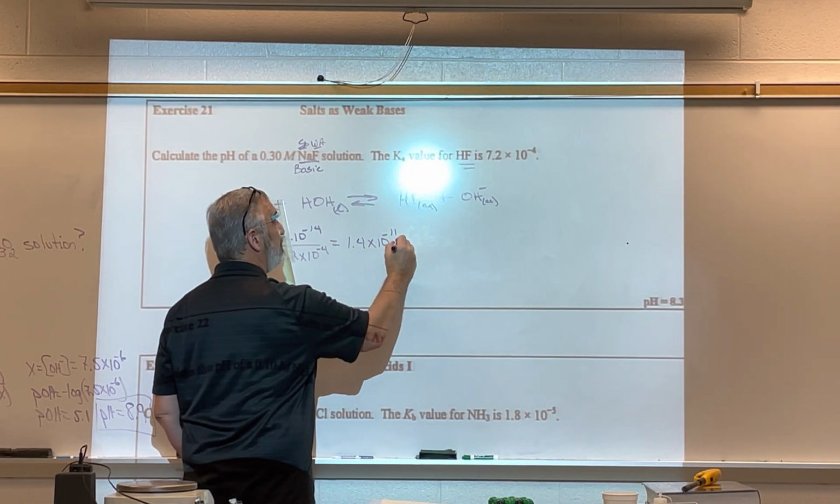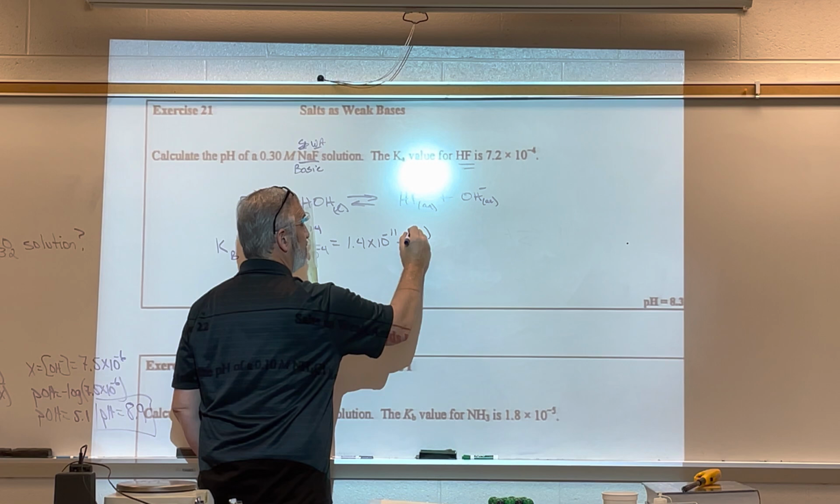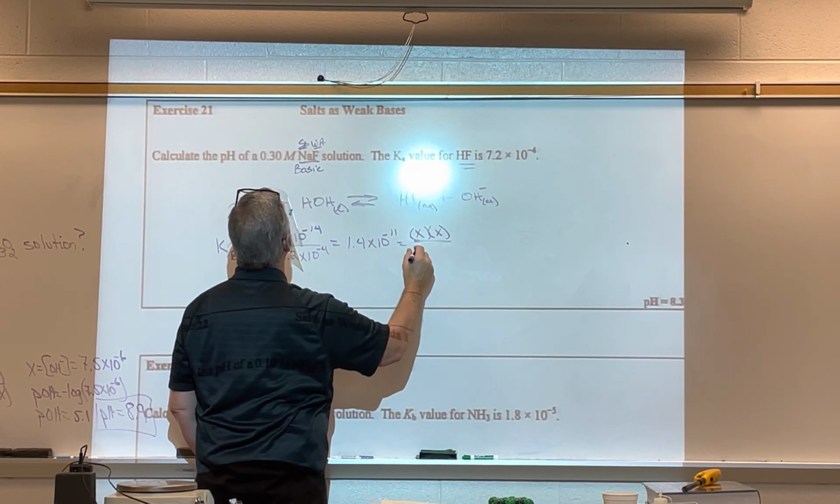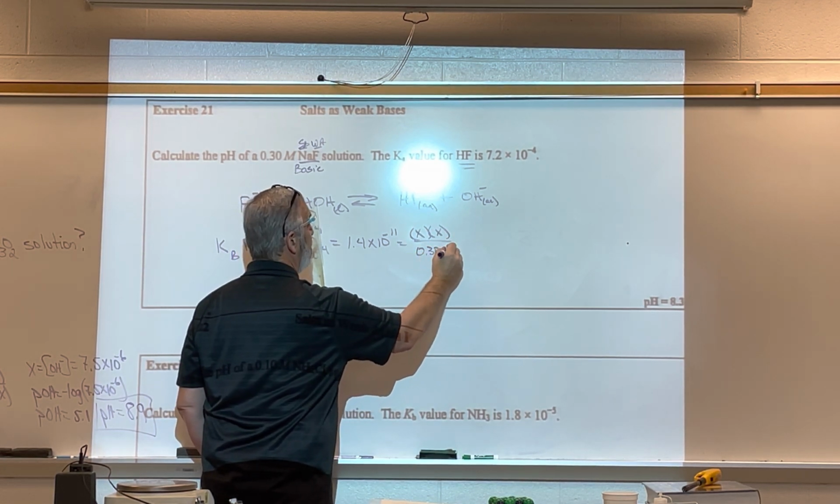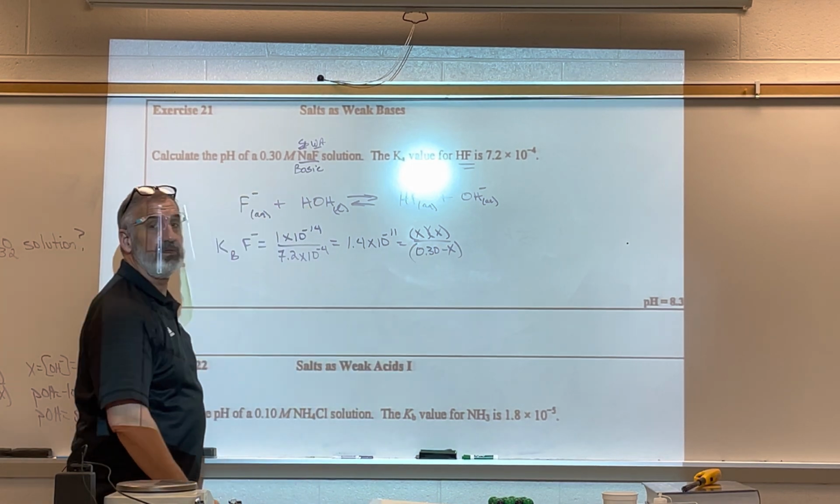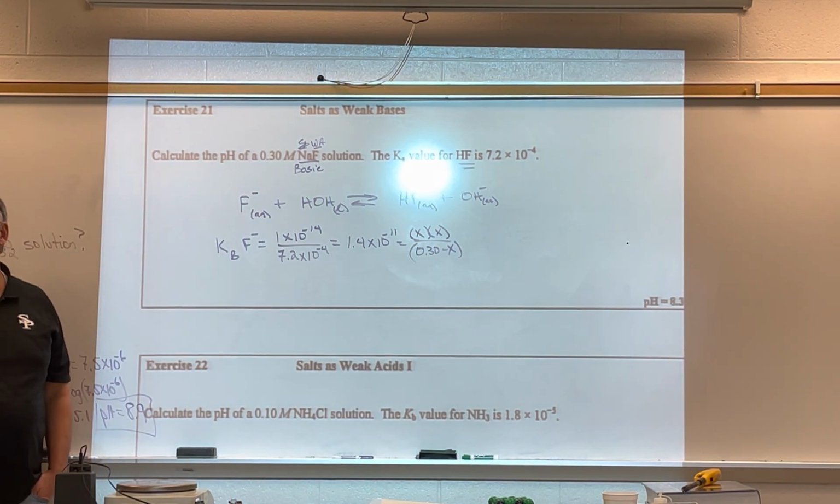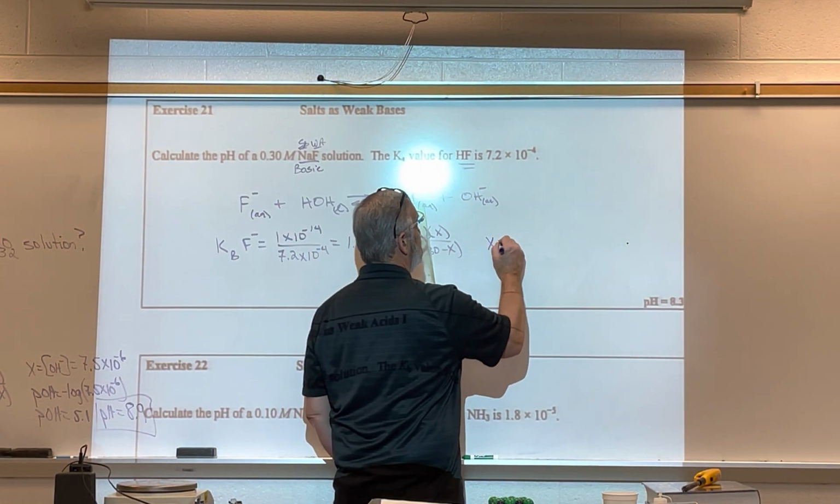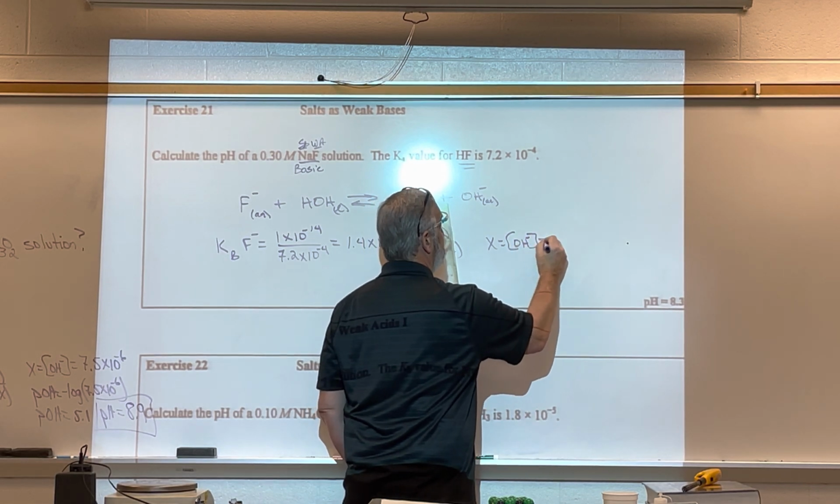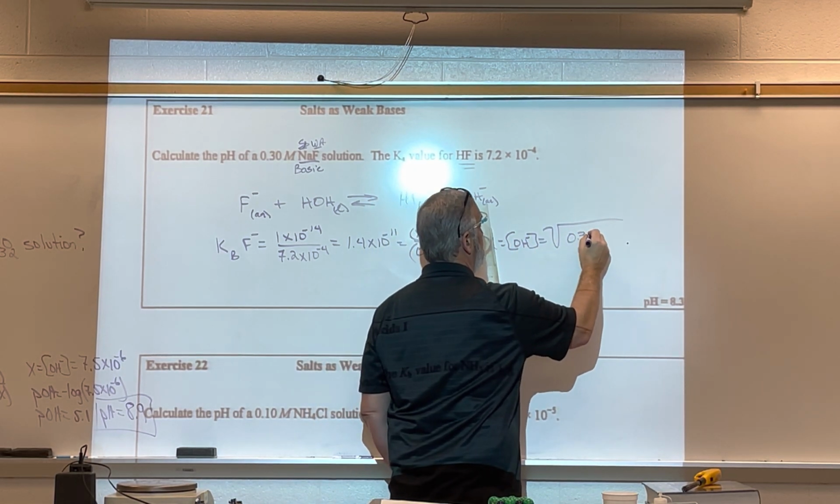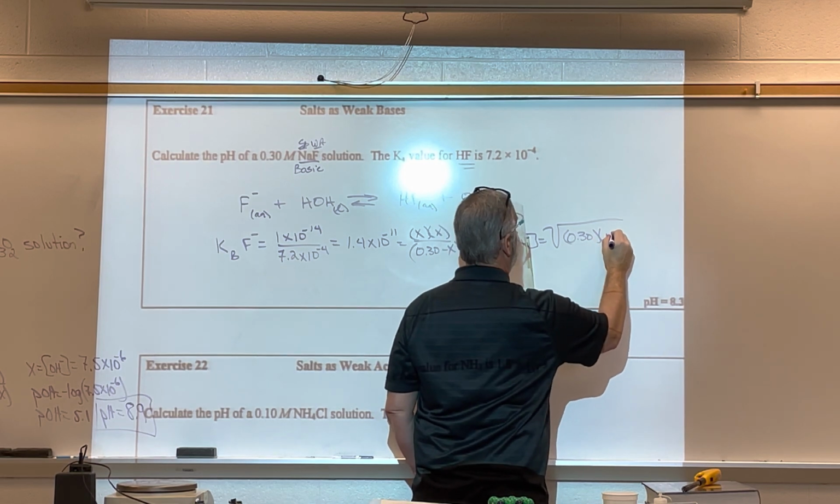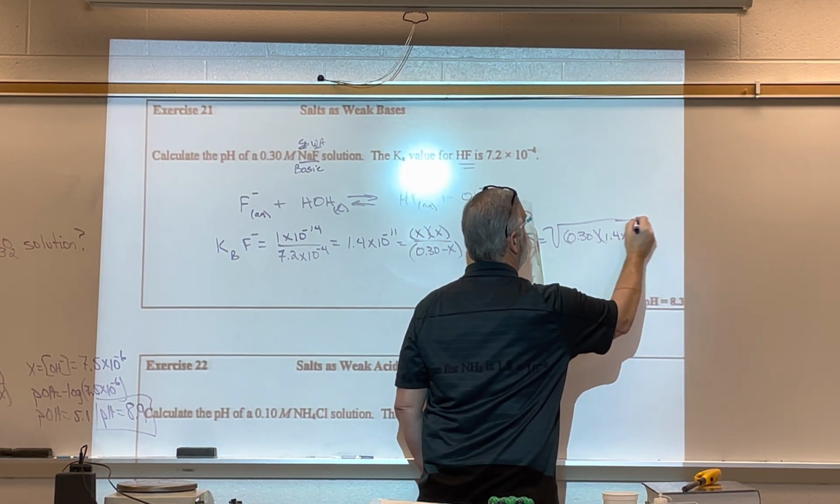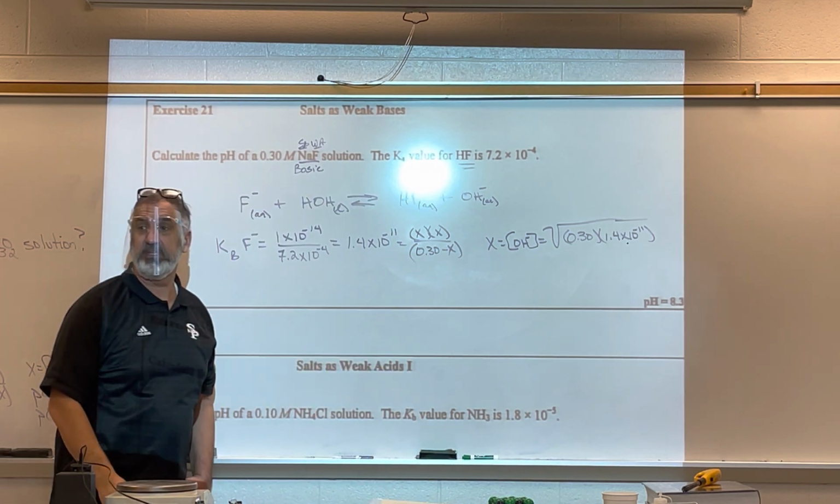And that's going to equal x times 0.3 minus x, right? I'm just doing the ICE table in my head, but it's just like we've been doing on all of them. You negate the x, we take the square root, so x, which is equal to OH minus, is equal to the square root of 0.3 times 1.4 times 10 to the minus 11. That's that shortcut again that we said we can go straight to.